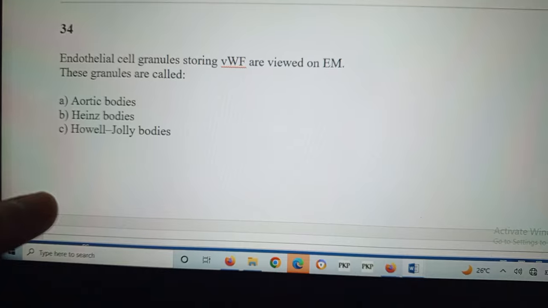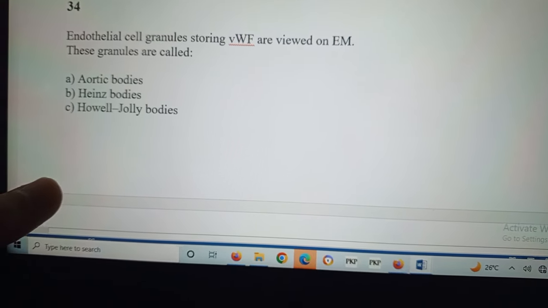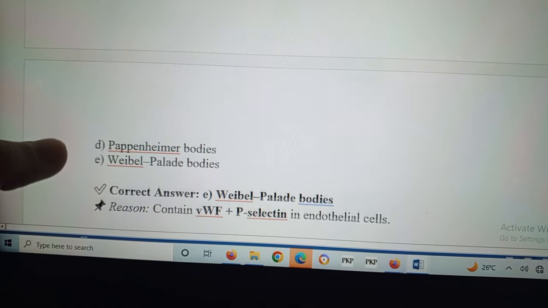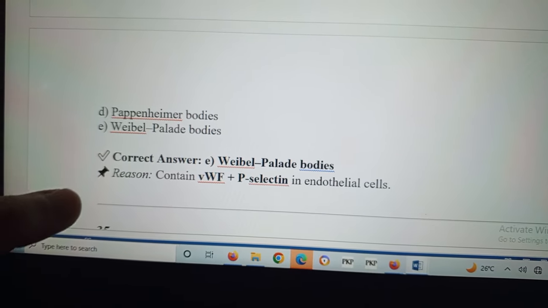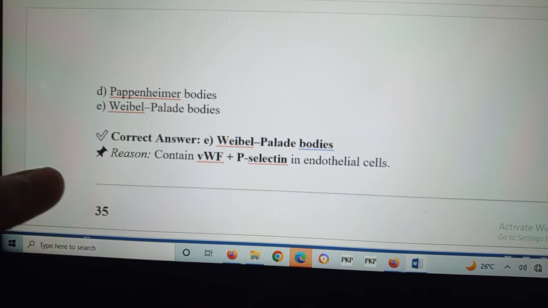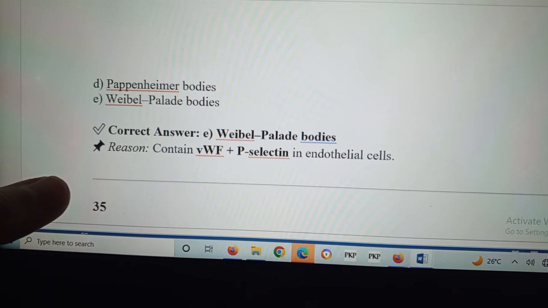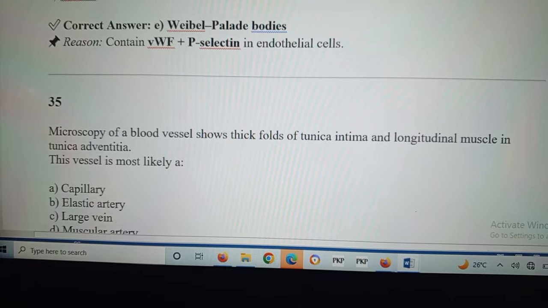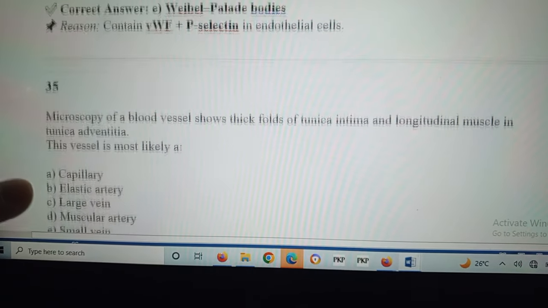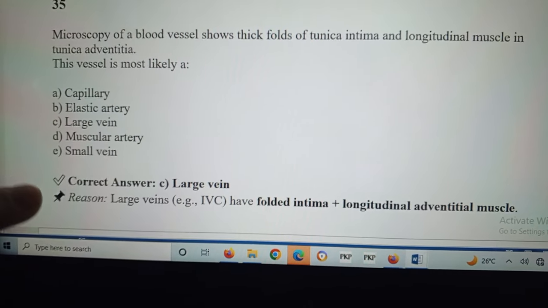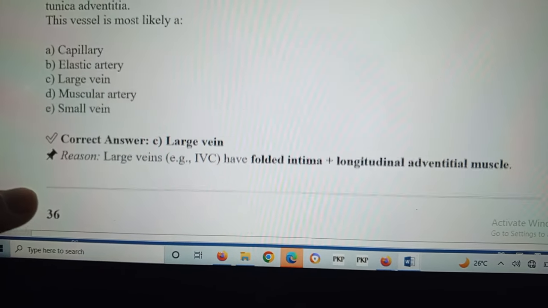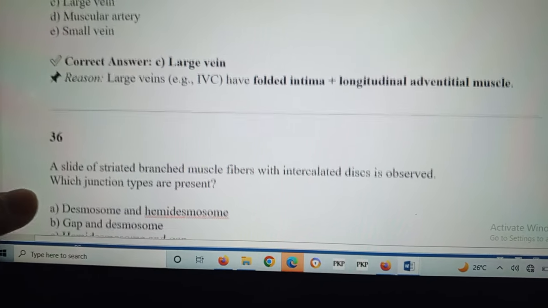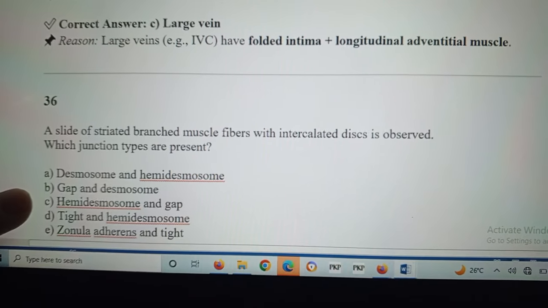Endothelial cells contain granules storing von Willebrand factor. These granules are called Weibel-Palade bodies. They contain VWF plus P-selectin in endothelial cells. Microscopy of a blood vessel shows thick folds of the tunica intima and longitudinal muscle in the tunica adventitia. This vessel is most likely a large vein. Large veins, for example the inferior vena cava, have folded intima plus longitudinal adventitial muscle.